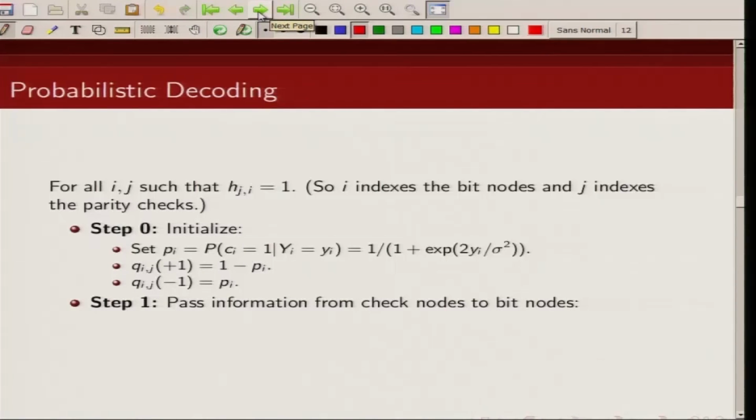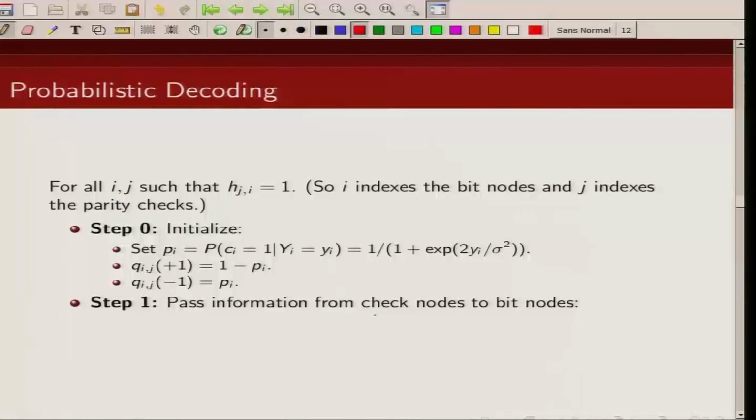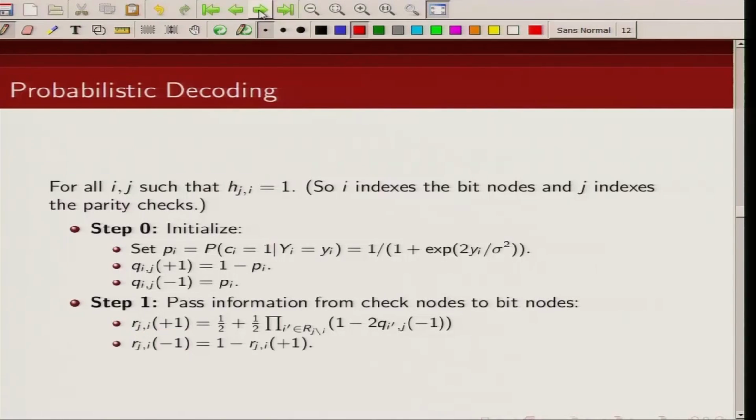Next, once these messages are sent to the check nodes, the check nodes will do local computation and send these Ris back to the bit nodes. So, we pass information from check nodes to the bit nodes. The check nodes are going to pass this information Ris back to the bit nodes, and this is given by this expression.